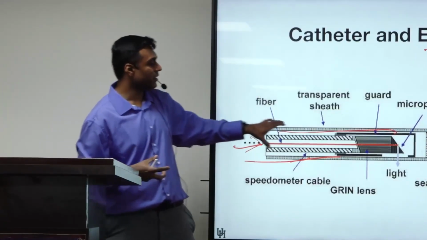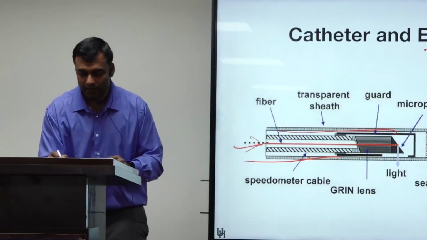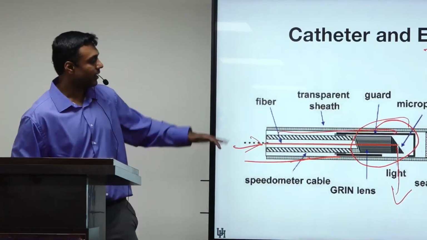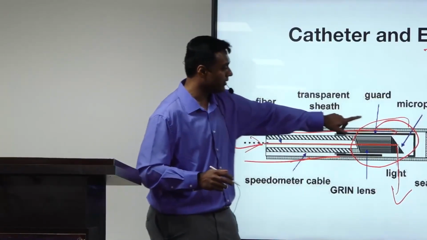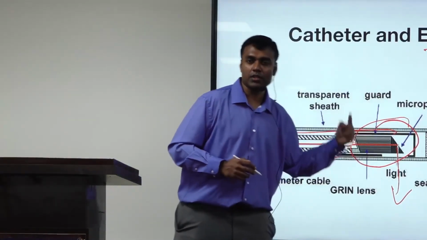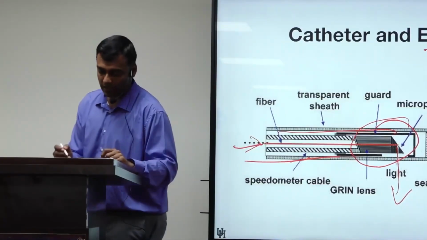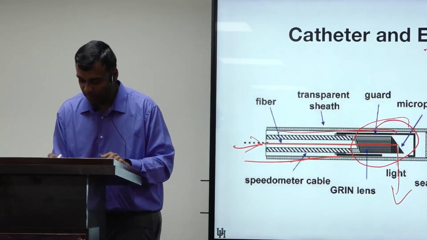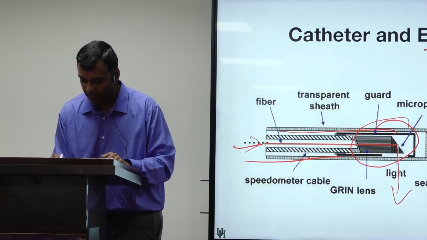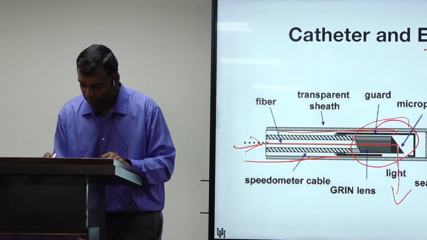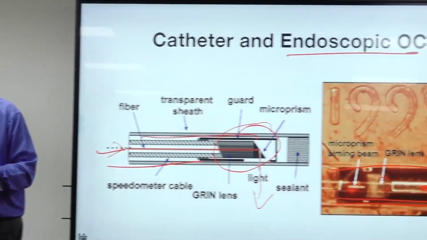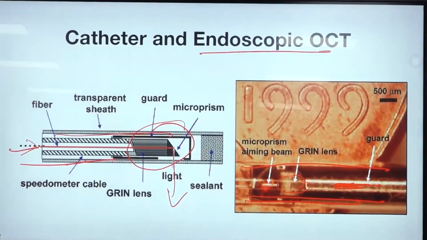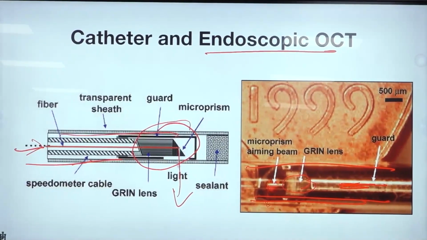You want to put something around it, and then you also have a lens system that shines light on the side, and you rotate. If you rotate this, then you can get a circular image from all the different sides. So this is an example of how it works: this is the optical fiber here, and this is the lens here, and light comes out from this end.